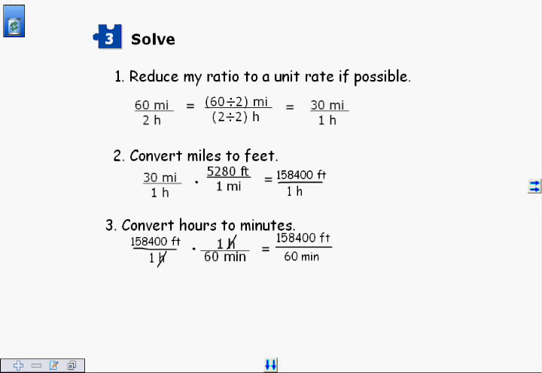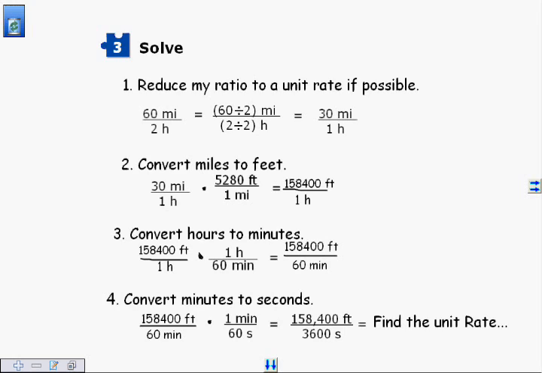Now I'm going to convert my hours to minutes. So I set up my ratio, 158,400 feet in an hour. I multiply by my conversion factor for hours to minutes, 1 hour and 60 minutes. I'm able to cross out the hours, thank goodness, because I only want feet to minutes right now. And I end up with 158,400 feet in 60 minutes. Please remember, whenever you multiply, multiply straight across. If you forget that part, you're going to be lost.